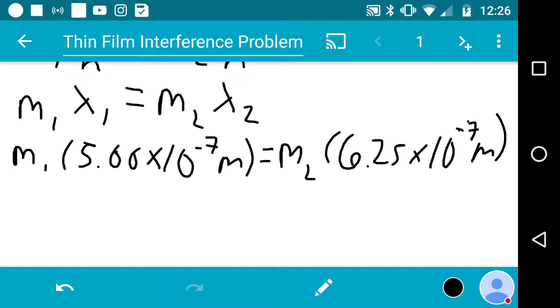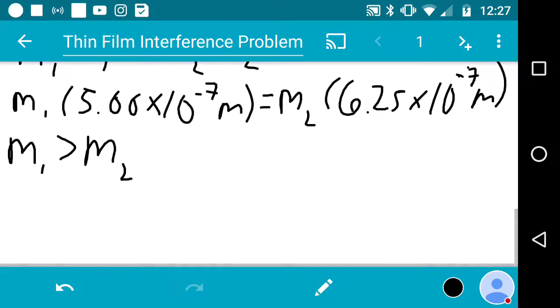From here, it's kind of a matter of guessing and checking, seeing which m values are going to work. Now, if you look at our numbers, we can see that m1 is going to have to be bigger than m2 to have a valid equation, because it has a smaller wavelength. So if we want these numbers to be the same, we're going to have to pick m1 greater than m2.